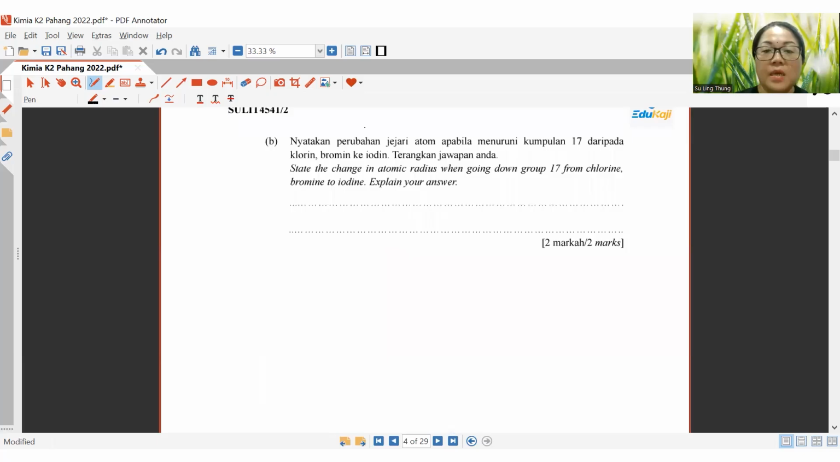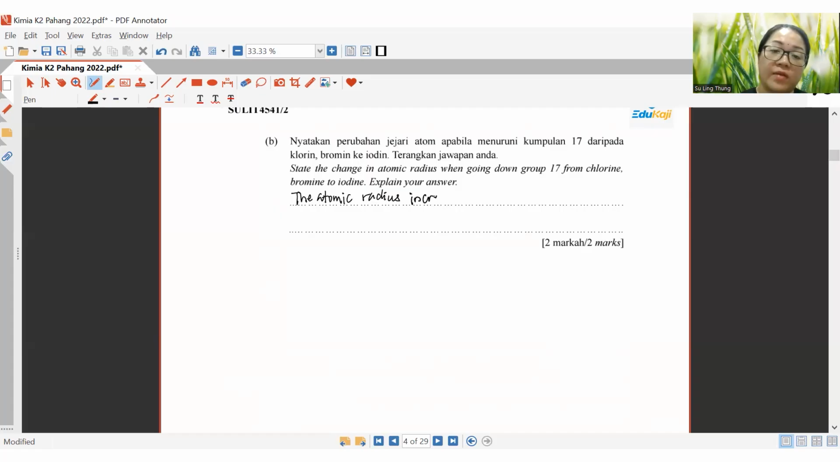Now, B, state the change in atomic radius when going down group 17 from chlorine, bromine to iodine. Explain your answer. So now if we are going down the group, you can imagine the atomic size definitely will be bigger. But how do you explain? First point, of course, the atomic radius increases.